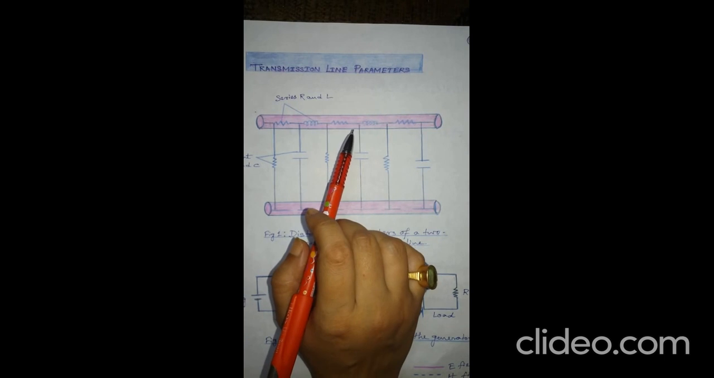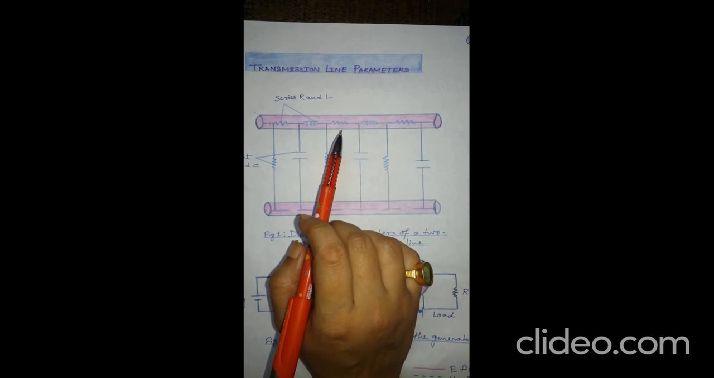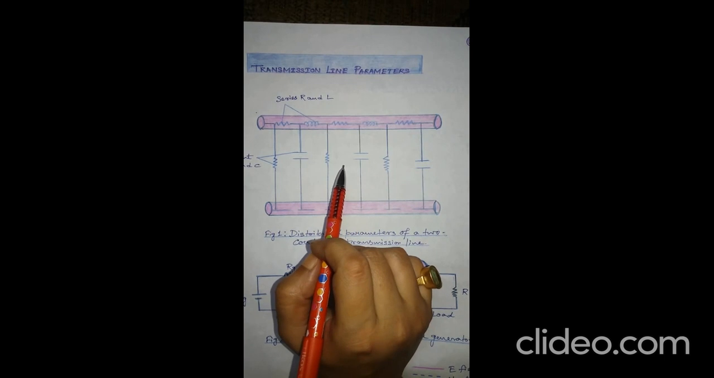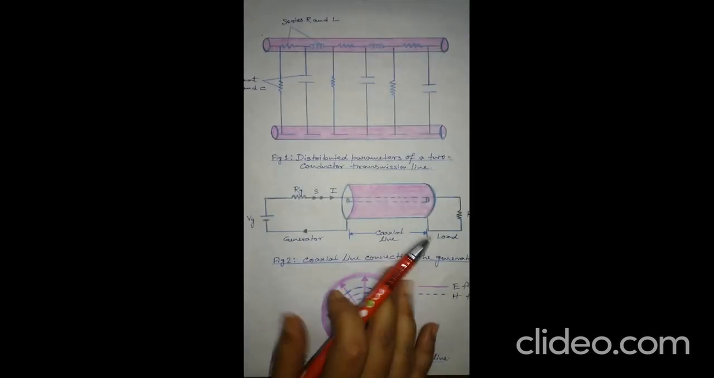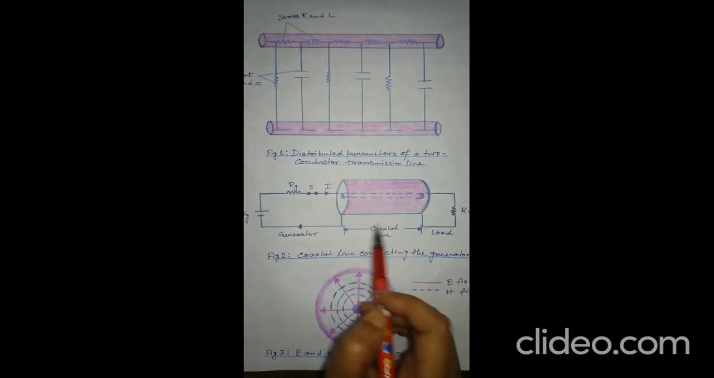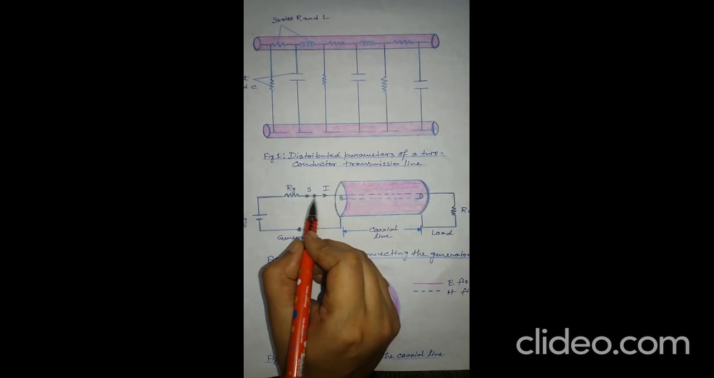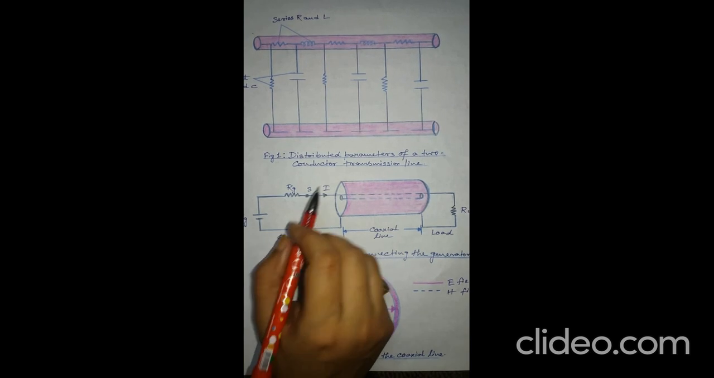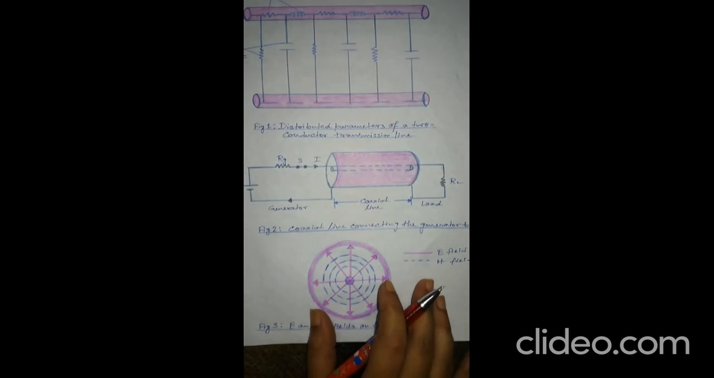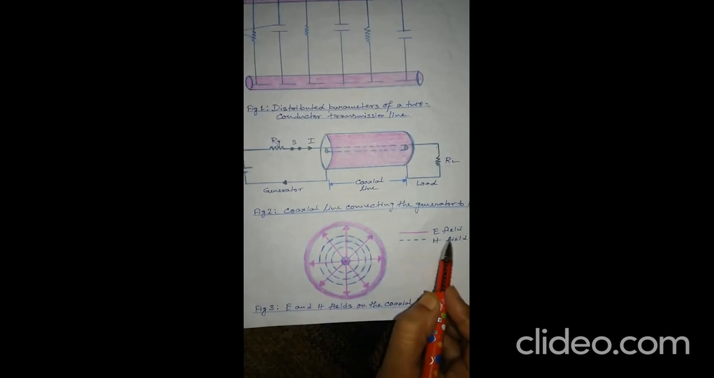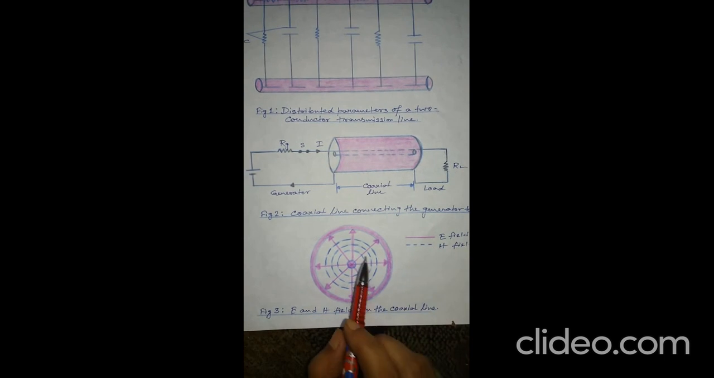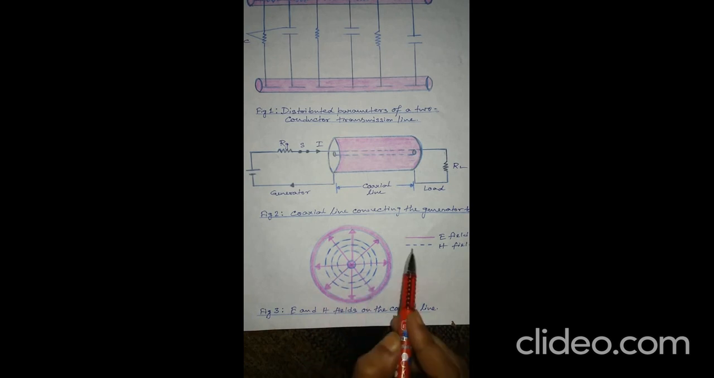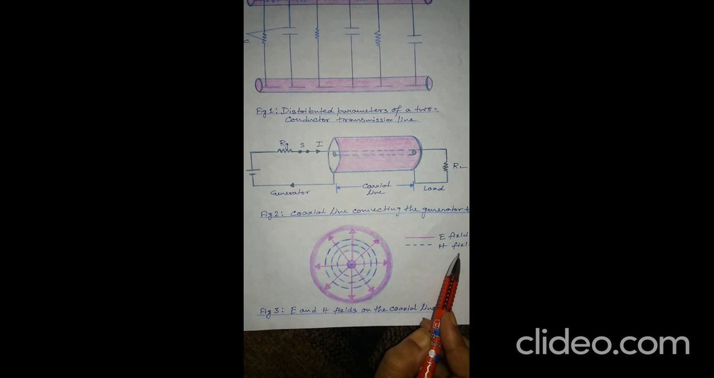Now let us consider how an electromagnetic wave propagates through a two-conductor transmission line. For example, look at this figure. Consider the coaxial line connecting the generator or source to the load. When the switch S is closed, the inner conductor is made positive with respect to the outer one, so that the E field is radially outward, which is shown in this figure. This is the direction of the E field. According to Ampere's law, the H field encircles the current carrying conductor as shown in this figure, denoted by the dotted line.